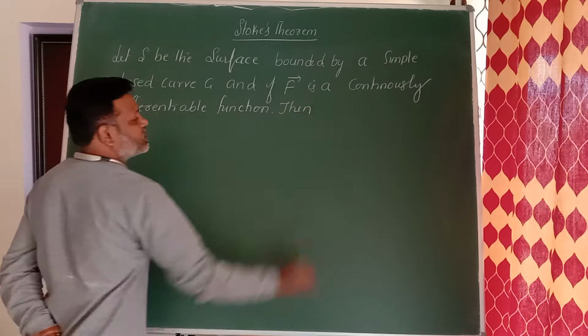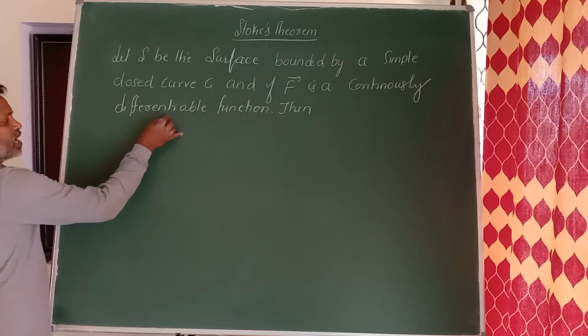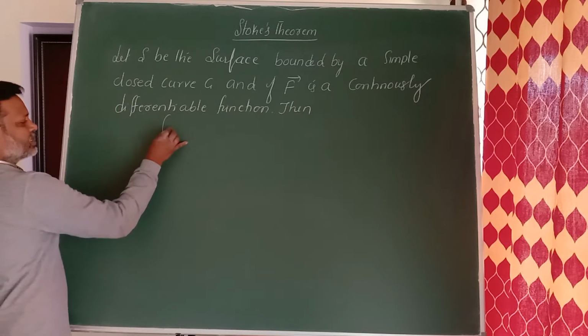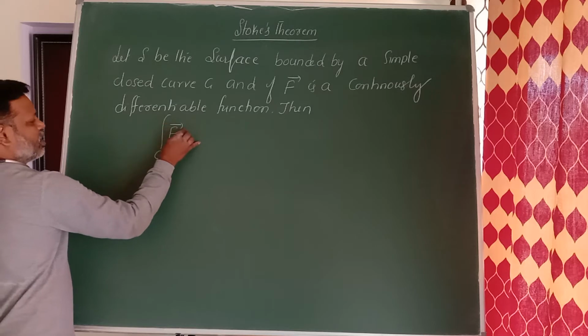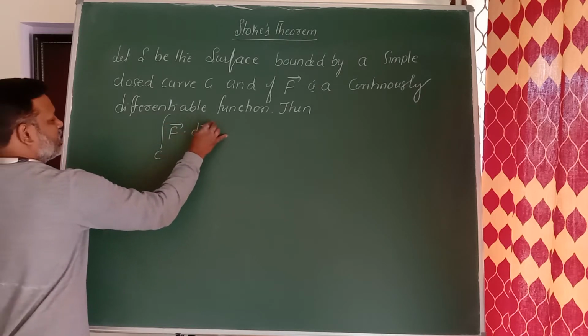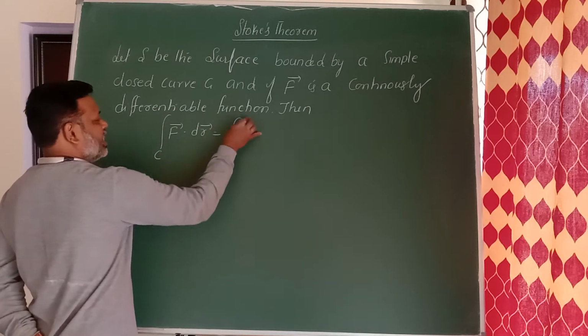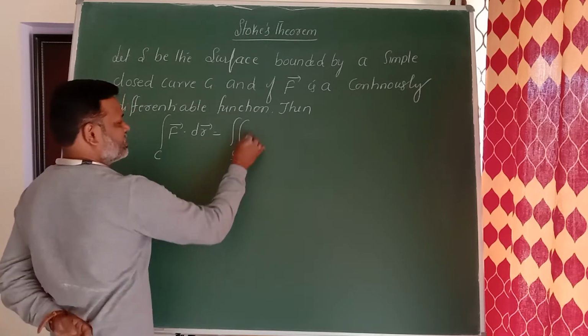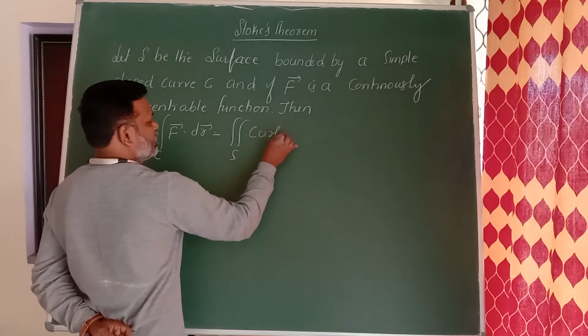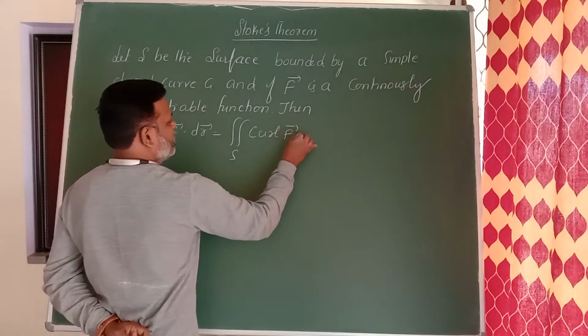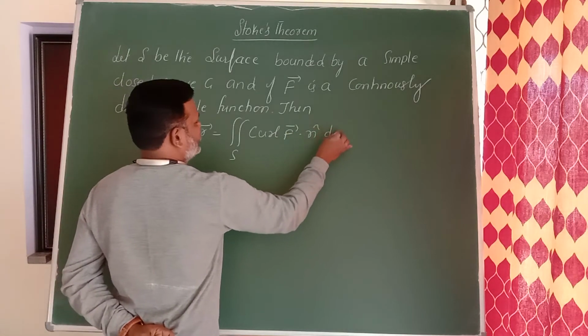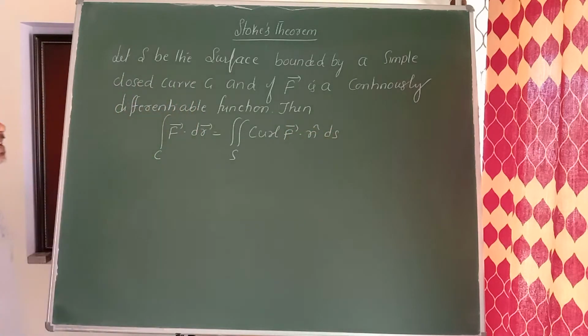then according to the Stokes theorem, the line integral over C of f dot dr is equal to a double integral over the surface S. This can be written as curl f dot n cap into ds, where n cap is the unit normal vector, as you know.